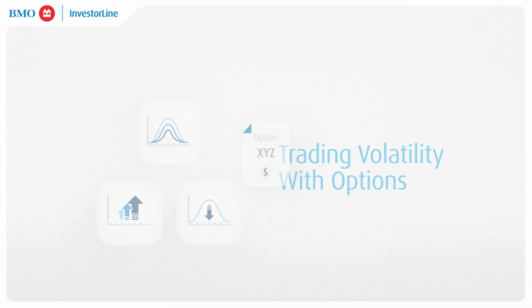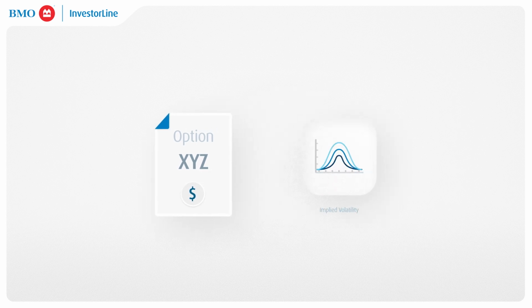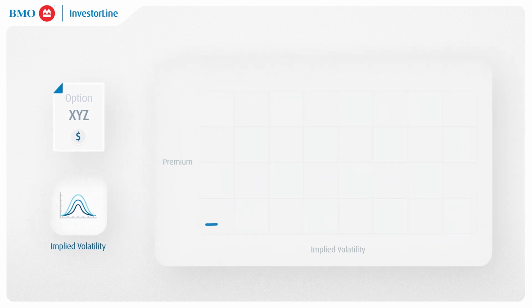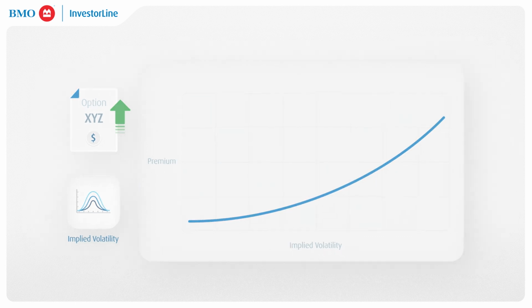An options premium can fluctuate with changes to market expectations of future volatility. These changes in implied volatility, or IV for short, can be harnessed with options. So in today's video, we'll explore strategies to potentially profit from changes in an options IV.